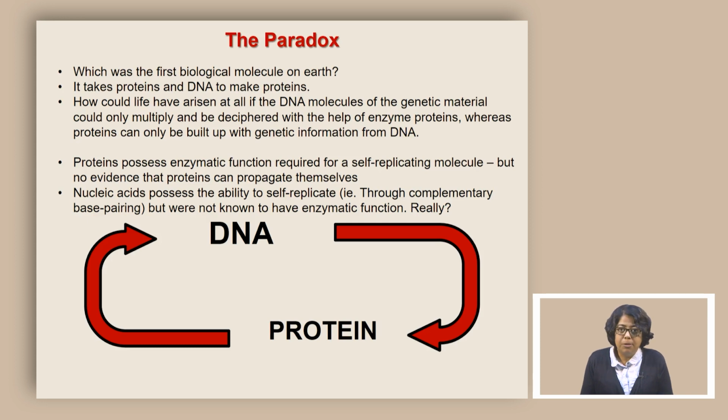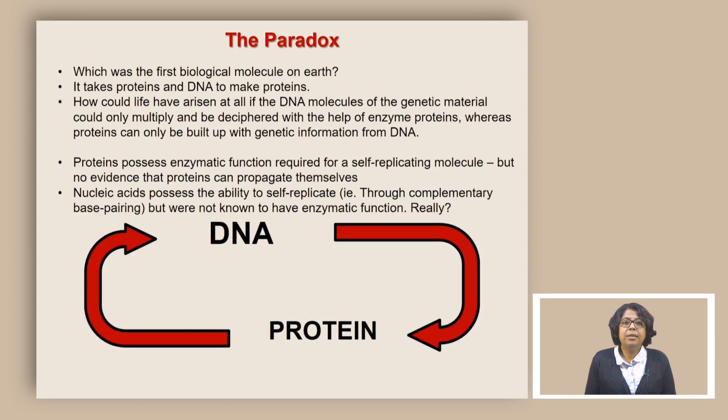Now, can it be possible that one of them can function as the other one too? That is the idea that scientists started to explore. Is it possible that proteins, which possess enzymatic functions, can propagate themselves? They realized that yes, proteins possess the enzymatic functions required for self-replicating molecules, but there is no evidence that proteins can propagate themselves. Proteins cannot really pass on information and also replicate themselves. Therefore, it is not a viable idea that proteins work both as a protein and as the equivalent of DNA or genetic material.